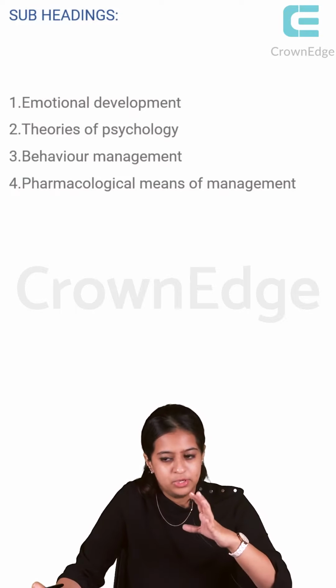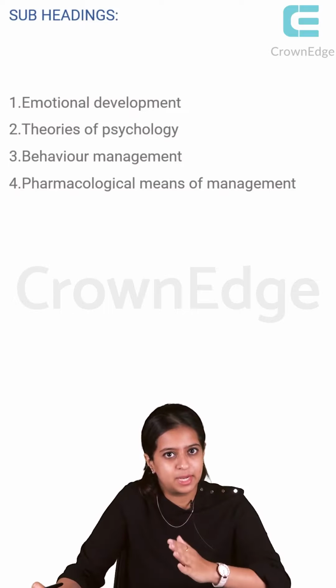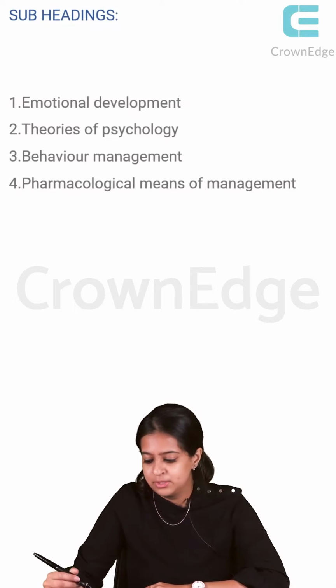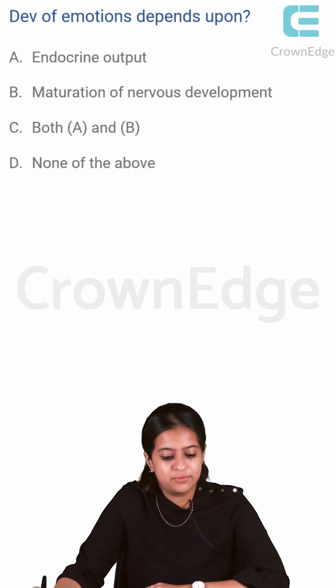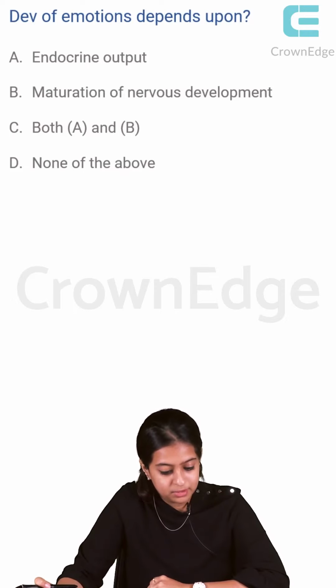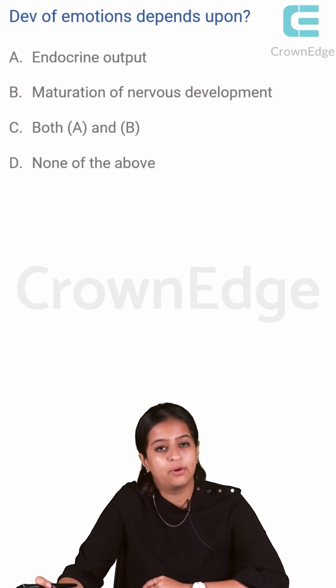What are the things that you need to be really aware of when giving this pharmacological means of management? Okay. So with this, please have your textbook beside you. Let us cover topic by topic and let us complete this chapter today itself. All right. So let's move on to our first question for today. First is: development of emotion depends upon option A, endocrine output; option B, maturation of nervous development; option C, both A and B; option D, none of the above.